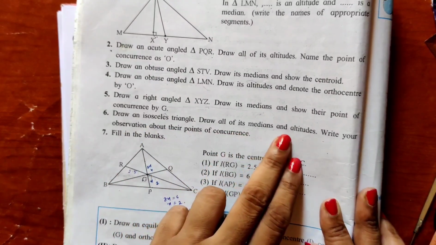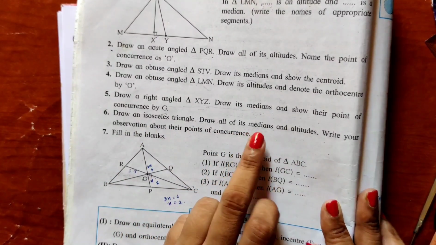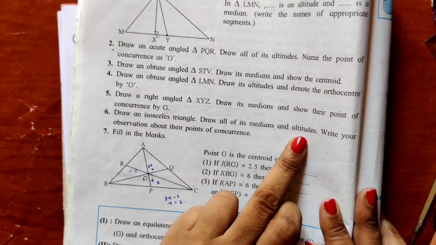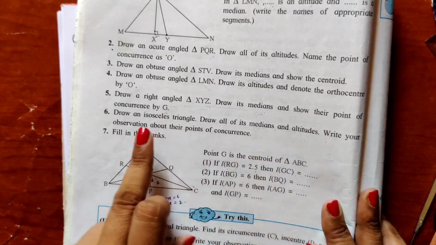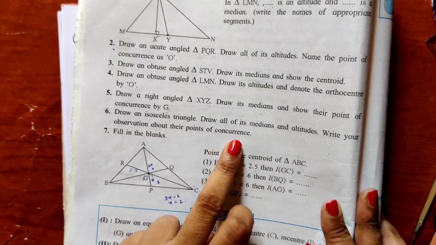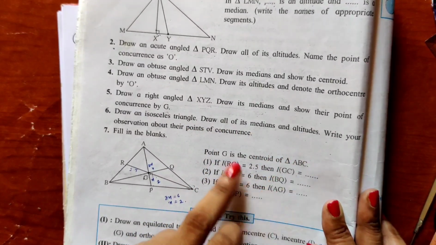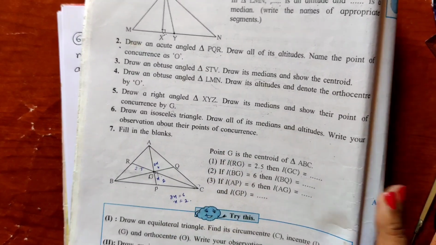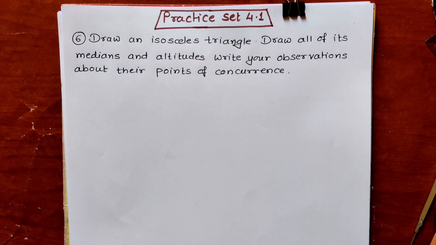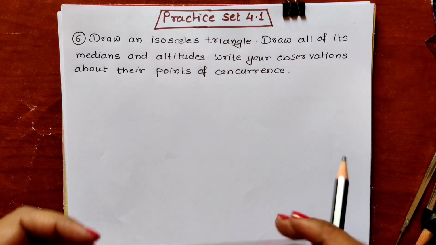We have to draw all medians and altitudes both. We have to draw all three medians, we have to draw all three altitudes, and we have to write the observation about their point of concurrence. Point of concurrence of medians, point of concurrence of altitudes. We have to observe it and write our observation. So let us see. First we will be drawing an isosceles triangle. As the measurements are not given, we will take the lengths of measurements on our own.